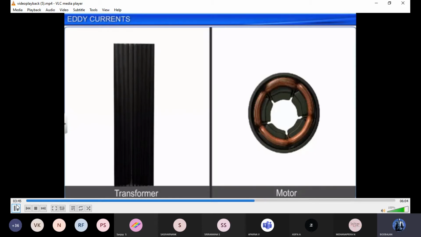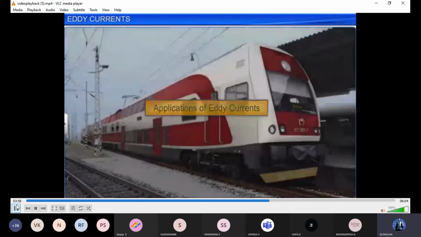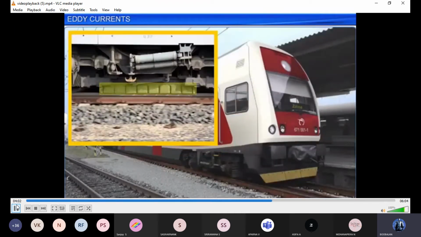Since the dissipation of electric energy into heat depends on the square of the strength of the electric current, heat loss is substantially reduced. Let us now study the applications of eddy currents. Strong electromagnets are situated above the rails in some electrically powered trains. When the electromagnets are activated, the eddy currents induced in the rails oppose the motion of the train. As there are no mechanical linkages, the braking effect of the train is smooth.